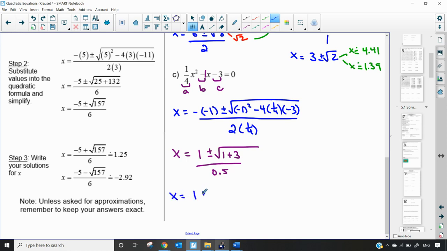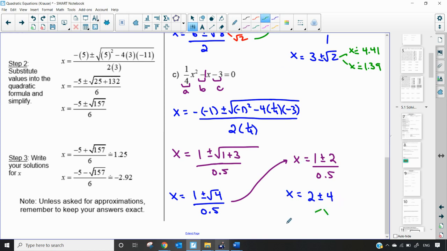So now we're going to have 1 plus or minus the square root of 4, all divided by 0.5. Now simplifying, we have x equals 1 plus or minus 2, all divided by 0.5. So we can break this down. 1 divided by 0.5 is 2, plus or minus 2 divided by 0.5 is 4. So we have 2 plus or minus 4. This one will give us exact answers. So 2 plus 4 is 6, and 2 minus 4 is negative 2. So we'd have two answers, positive 6 and negative 2.